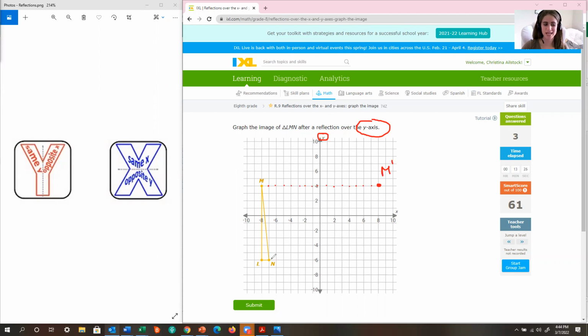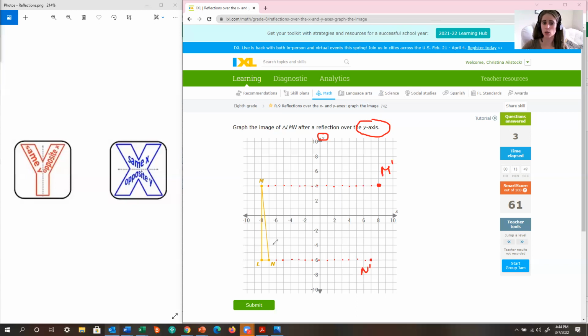Let's also do N that way. N is located 1, 2, 3, 4, 5, 6, 7 units away. Reflected across the y-axis, we're going to go 7 units away on the other side. Look there.